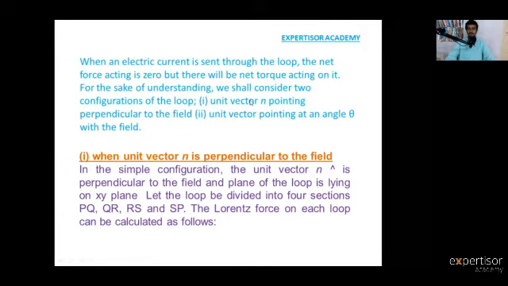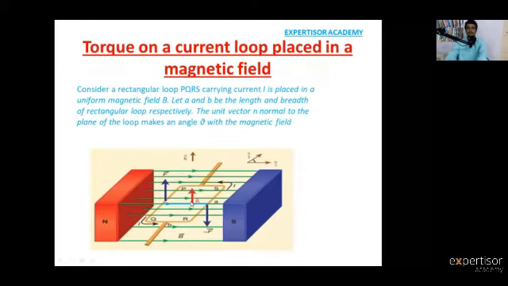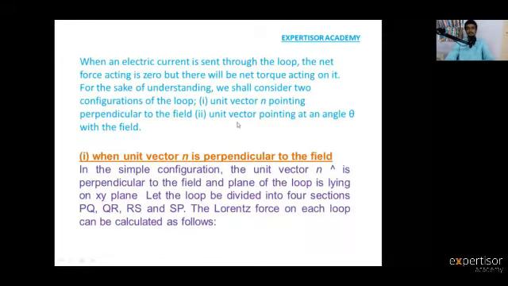The first one is the unit vector n pointing perpendicular to the magnetic field. Look at this: this is the perpendicular direction of the unit vector compared to the magnetic field direction. The second one is the unit vector pointing at an angle theta with the field. In this video, we discuss only the unit vector n pointing perpendicular to the field. Okay, see the first case.